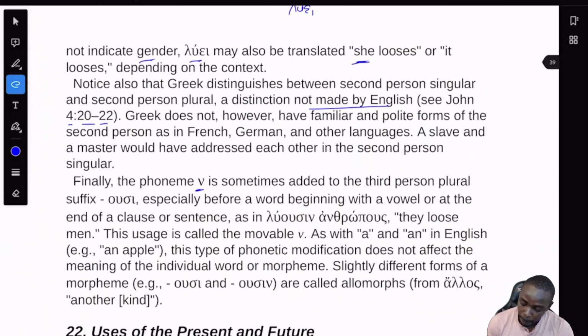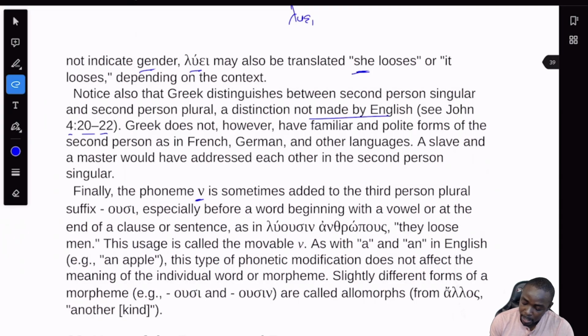He says, it is in brackets because sometimes a nu is added to the third person plural suffix usi, especially before a word beginning with a vowel, or at the end of a clause or a sentence, as in luhusin anthropous, they lose men. The usage is called the movable nu. So because this is an alpha, then the n is added. For pronunciation or grammar sake, I don't know, but that's the way it is.